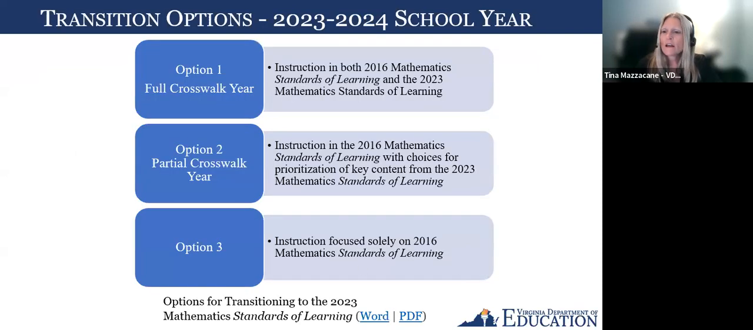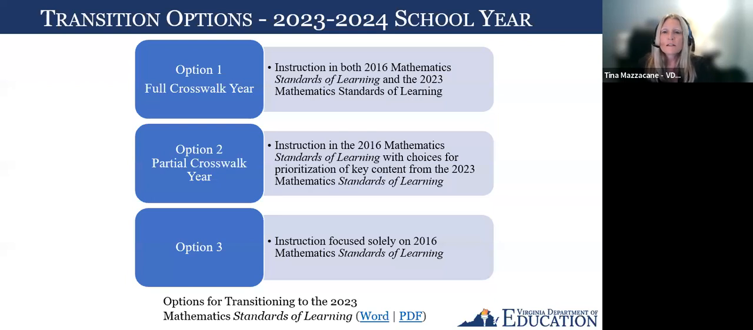So in the chat, you'll see that we're going to put a link for a document called Options for Transitions to the 2023 Mathematics Standards of Learning. We did hold a webinar on this already. That was our first webinar. And the document that's been developed supports the transition from the 2016 to the 2023 standards for the current 23-24 school year. And as this slide shows, there are 3 options for school divisions to choose from.